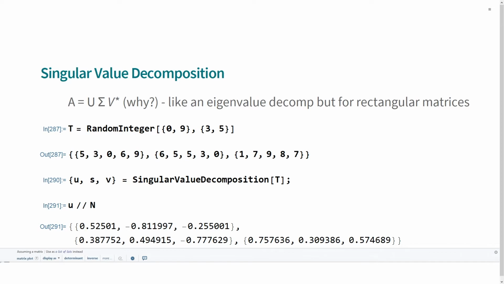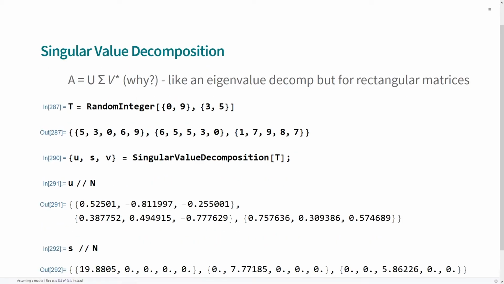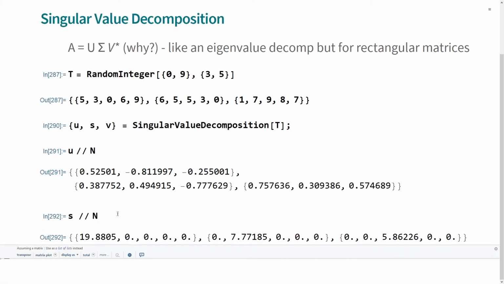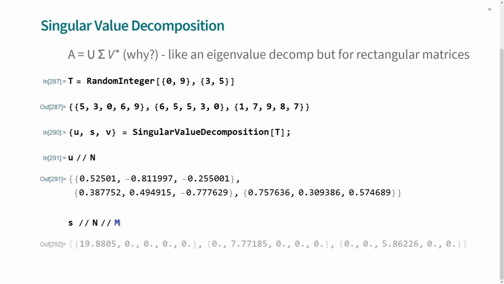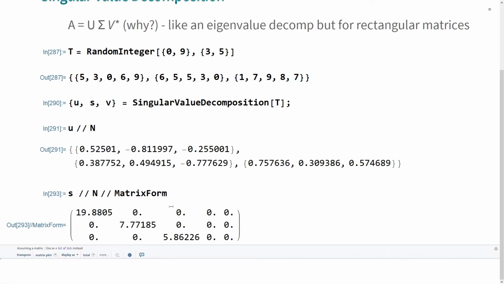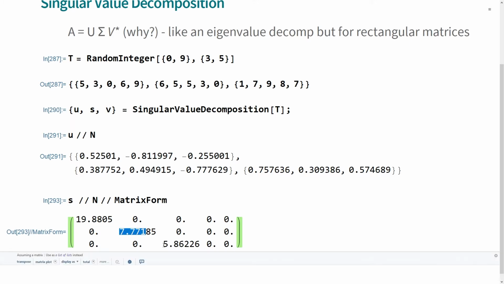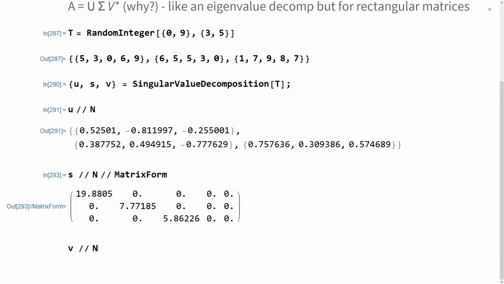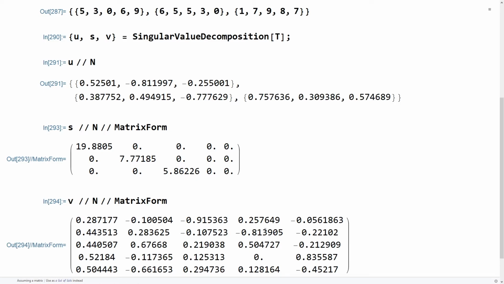So what is U? U is a 3 by 3 matrix. S is a 5 by 5 matrix, and that's what contains the singular values. You can see this number and this number and this number are the singular values of our matrix. And then finally we have this matrix V, and V is 5 by 5.